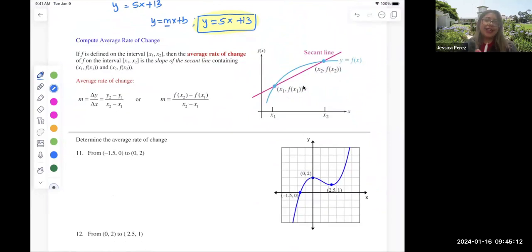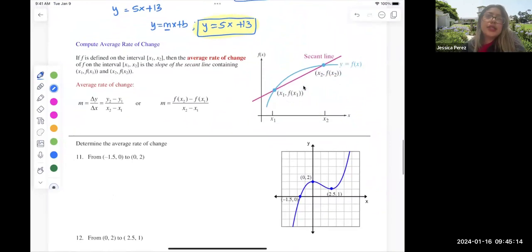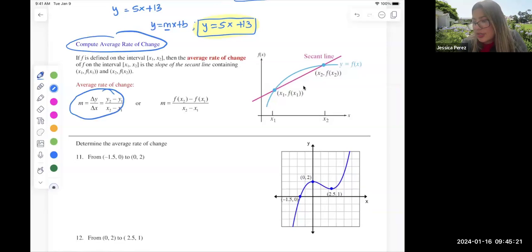Okay. Alrighty. So let's compute the average rate of change. What the average rate of change really is, is your slope. And it's also interpreted as f(x2) minus f(x1) over x2 minus x1. Remember, this f(x1) and f(x2) are just your y values. So for the average rate of change, you're actually looking for the slope of a secant line.